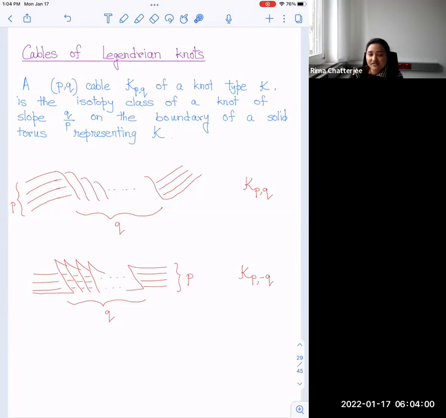And here are the patterns. On the top is the positive cable pattern, where it goes p times along this way and q times along the meridian. And the bottom one is the negative cable pattern. As you can see, these two pictures are a little bit different. I had to add the zigzags because in the Legendrian setting, we do not have a particular type of crossing. So we have to add the zigzags for that.